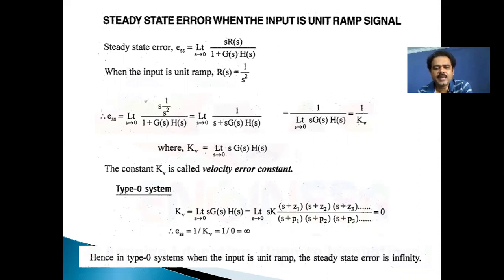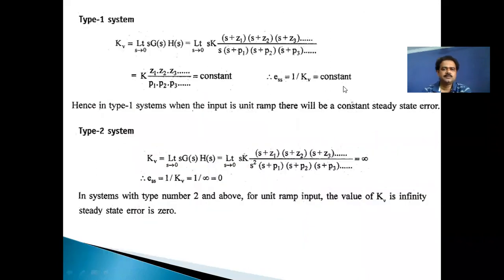Now if we consider a type 2 system, it means s to the power of 2. In the denominator, an s square term is present. So one s gets cancelled. Because of the remaining s, if we substitute 0, the velocity error constant becomes infinity. So the steady state error becomes 0. So for higher order systems, type 2 and above, the steady state error becomes 0 when the input is a unit ramp input.